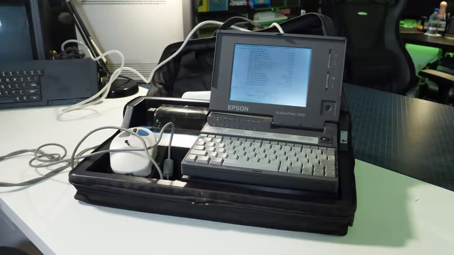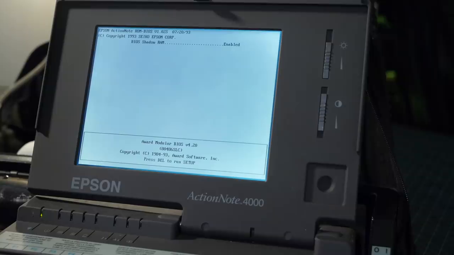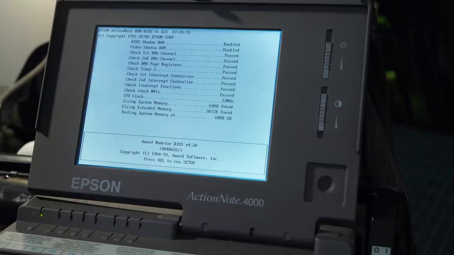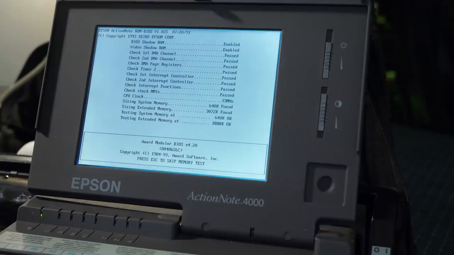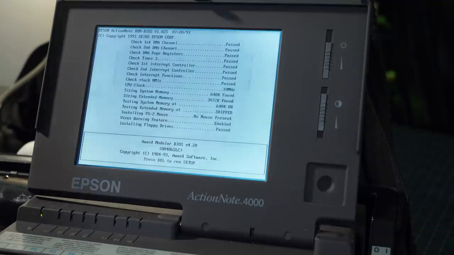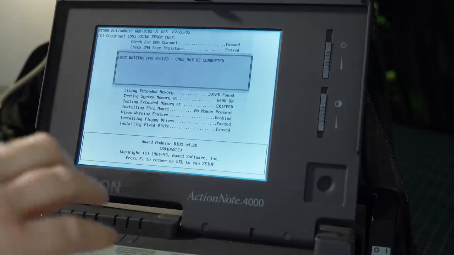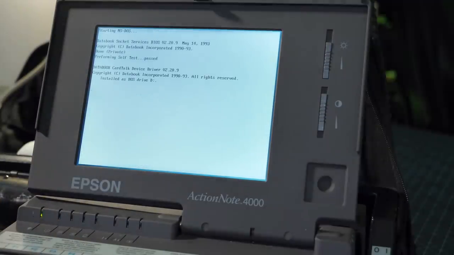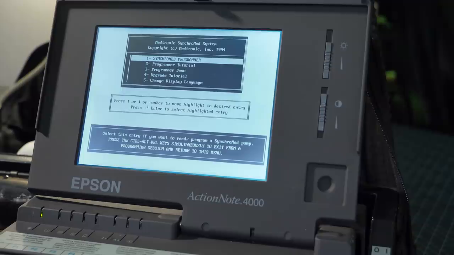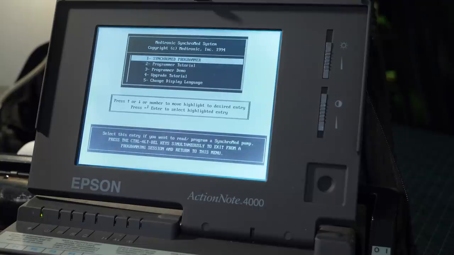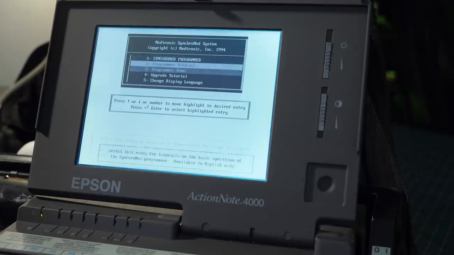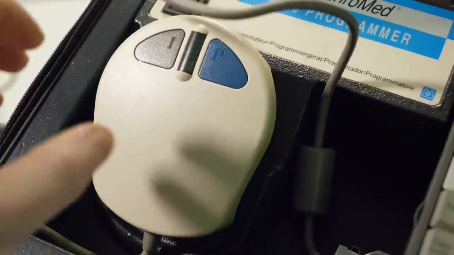more portable Epson ActionNote. On initial boot, we get various BIOS checks informing us of the whopping 4 megabytes of RAM and rapid 33 megahertz clock speed, before reporting that the CMOS battery has naturally died, but we'll get back to those later. The ActionNote is set to boot straight into a program called Medtronic SynchroMed System, and it's from here that you can control the dosing of the patient's infusion pump using this.